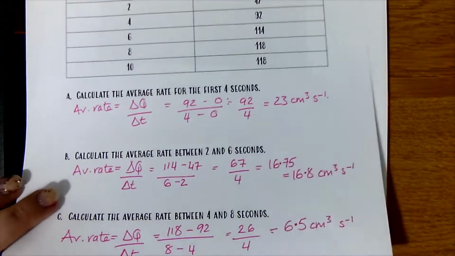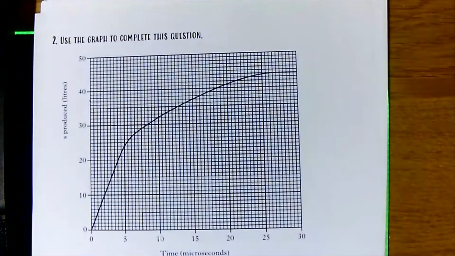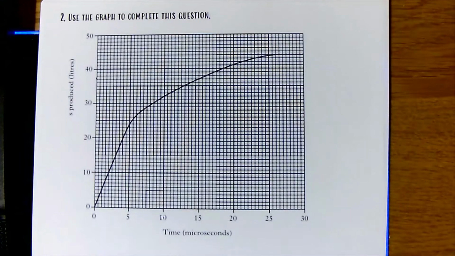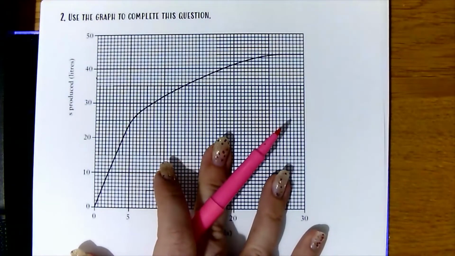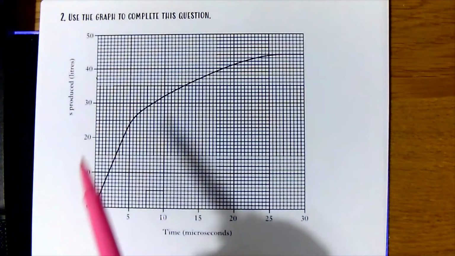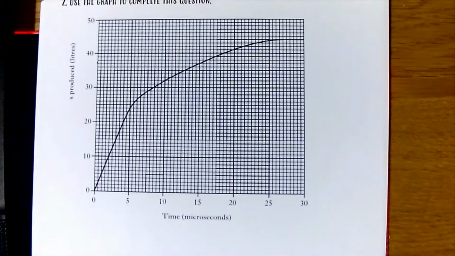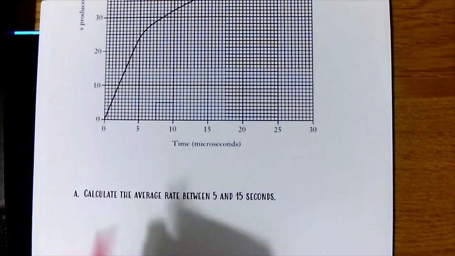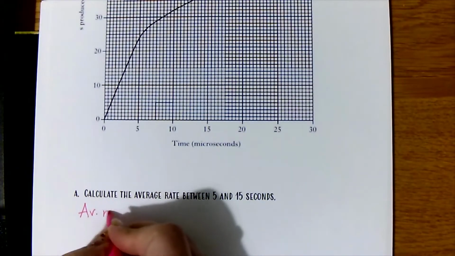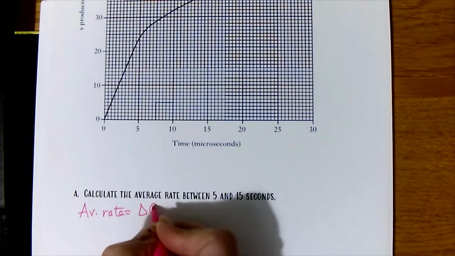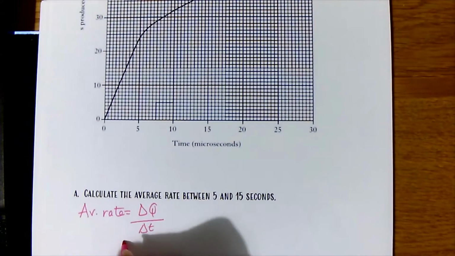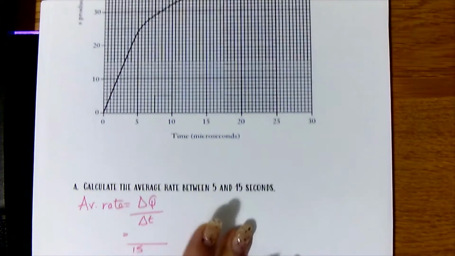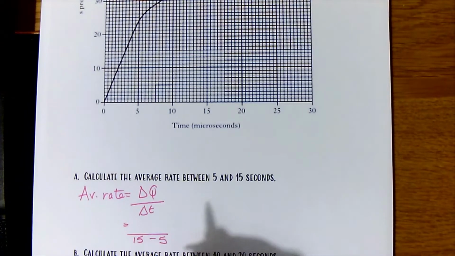Let's have a look at the second way these questions can be shown. The other way that rate questions can be shown is by giving you a graph. So here we're to use the graph to complete this question. Calculate the average rate between 5 and 15 seconds. Again, first step is the exact same thing. We're going to write out our formula. Change in quantity over change in time. Between 5 and 15 seconds, our change in time is 15 minus 5 here.